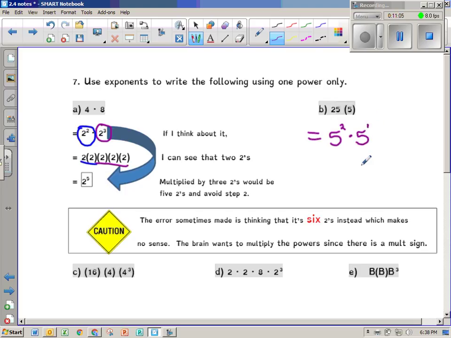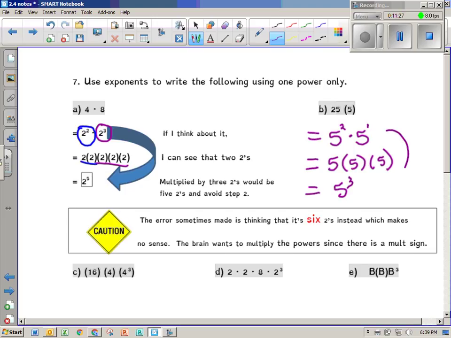over here, we've just got 5, which it's understood that the exponent right here is a 1. We don't typically write it. I'm writing it now just to make it a little bit easier to see the next step. But if I wrote it out in expanded form, it would be 5 times 5 times 5, which is 5 times itself 3 times, is 5 to the 3rd.